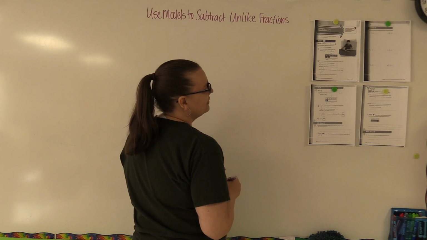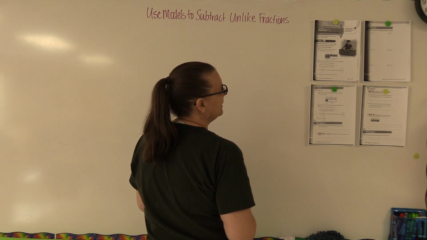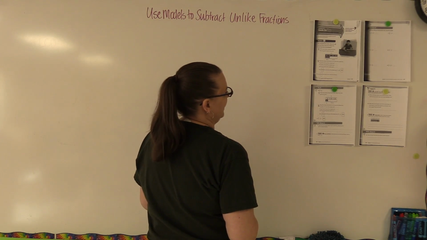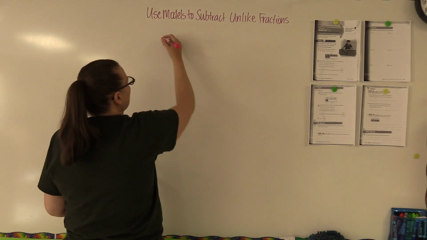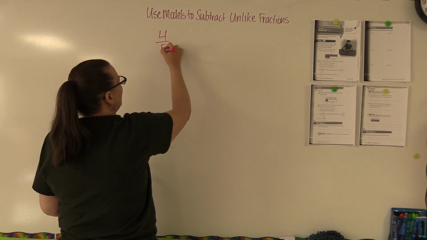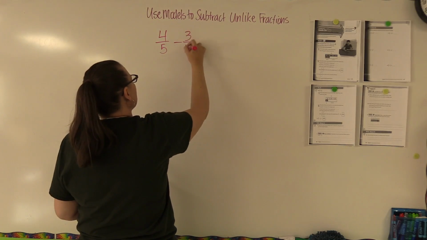Aiko lives 4/5 of a mile from school. Bianca lives 3/10 of a mile from school. How much farther from school does Aiko live than Bianca? Okay, so we're going to start with the 4/5, and we're going to be subtracting 3/10.